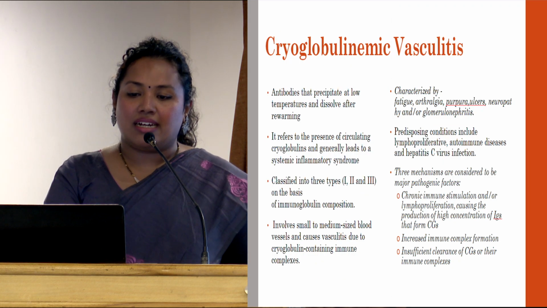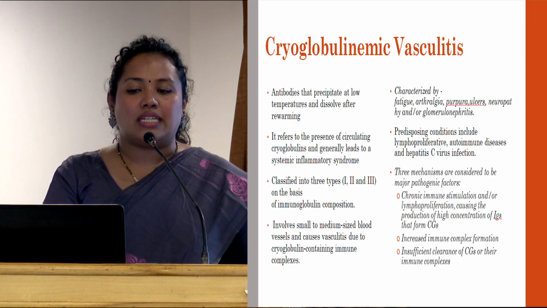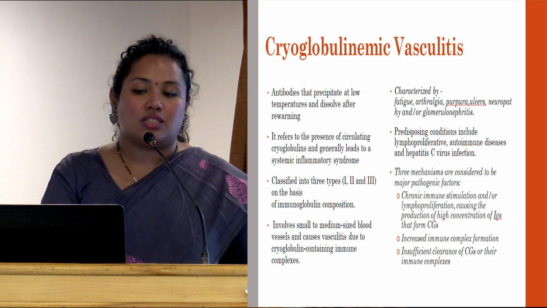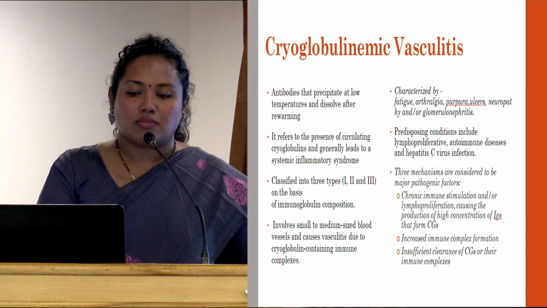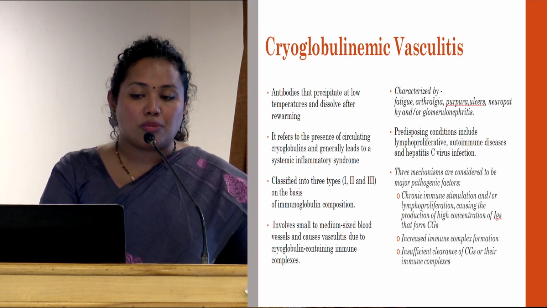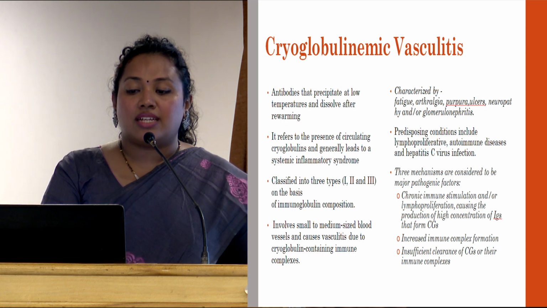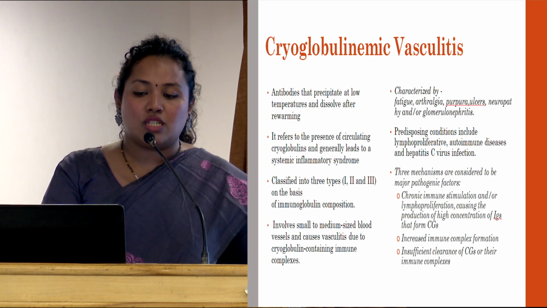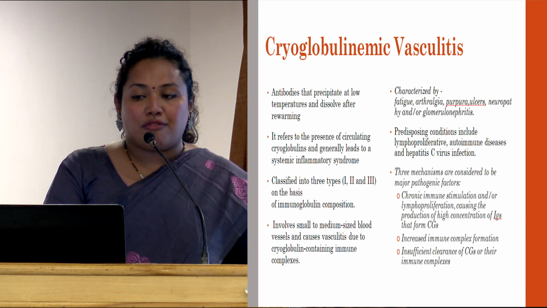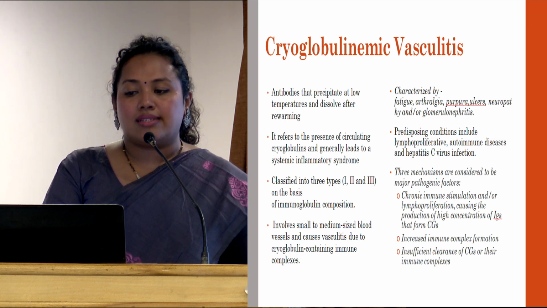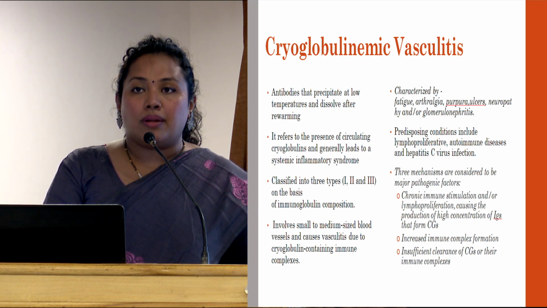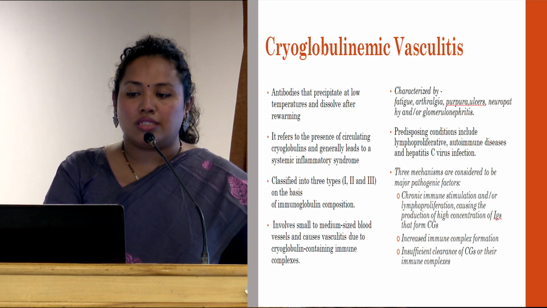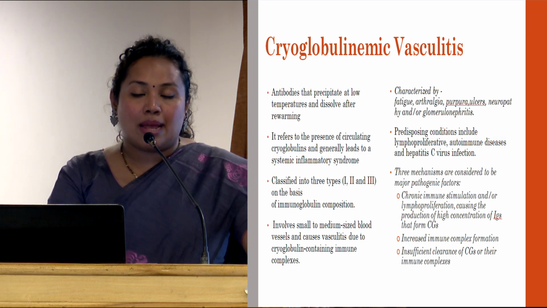Cryoglobulinemic vasculitis. These cryoglobulins are actually antibodies that precipitate at low temperature and dissolve after rewarming. So it refers to the presence of circulating cryoglobulins, and generally this leads to a systemic inflammatory response. There are 3 types, and they can involve the small to medium-sized blood vessels. They are characterized by fatigue, arthralgia, purpura, ulcers, neuropathy, and there are certain conditions that can predispose to this type of a disease, where there can be increased lymphoproliferation, autoimmune diseases, and hepatitis C infection.